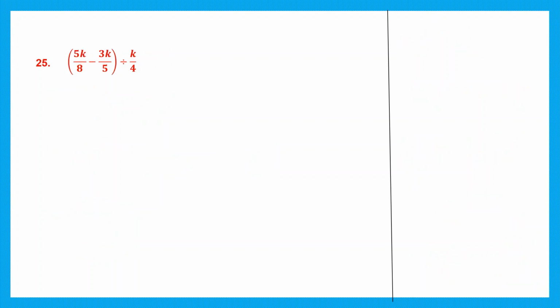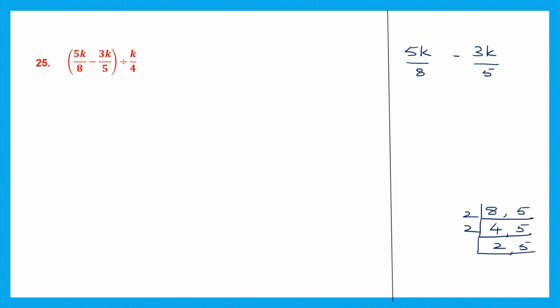Question 25. So again we have brackets and we have division. So let's work out what's given within brackets first. So we have 5k by 8 minus 3k by 5. Let's find the LCM of the denominators, 8 and 5. 2 4s are 8. Bring down 5. 2 2s are 4. Again I bring down 5. Then 2 1s are 2 and 5. Now I can continue with 5.